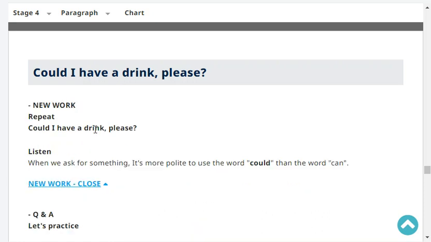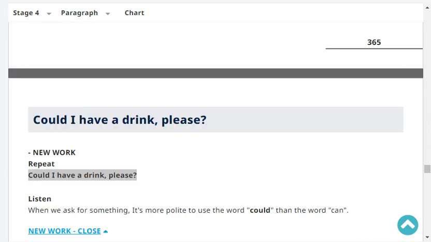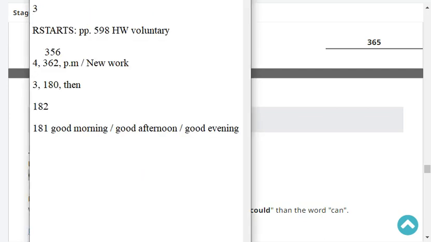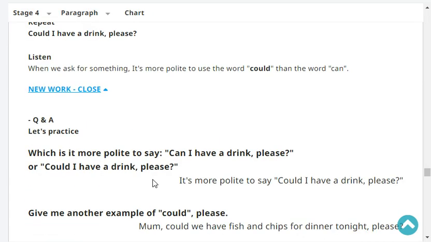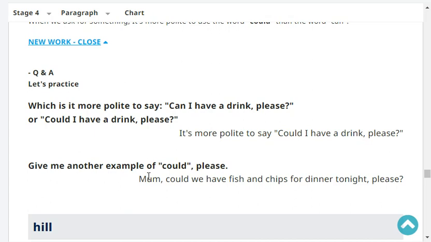Next, could I have a drink, please? Okay, very good. So listen. When we ask for something, it's more polite to use the word could than the word can. Let's practice. Which is more polite to say? Can I have a drink, please? Or could I have a drink, please?